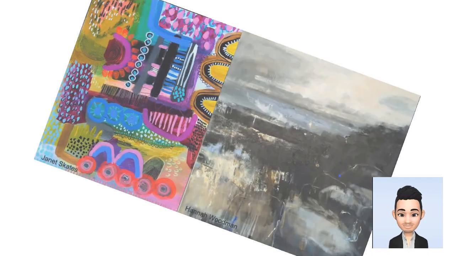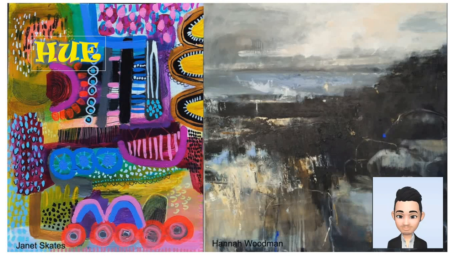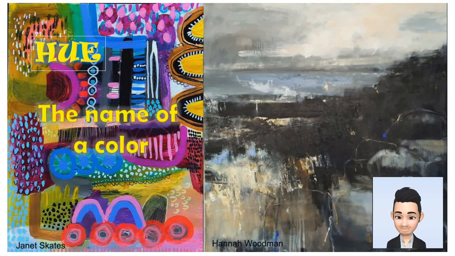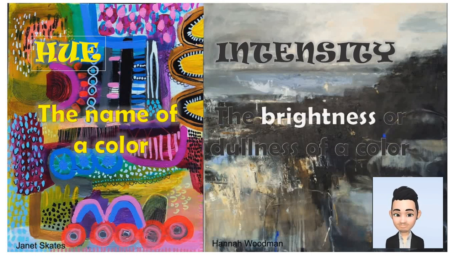So what are some words that we can use to describe different colors? First of all, hue. Hue would be the name of the color, things like red or blue or green or turquoise. The next word that we can use to describe colors would be intensity. Intensity is either the brightness or the dullness of a color. We can also call this saturation.